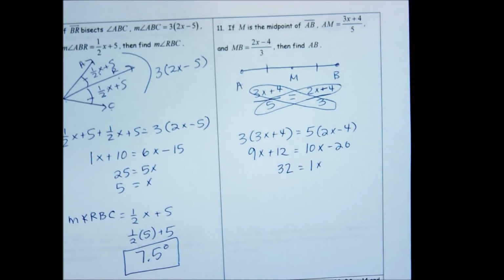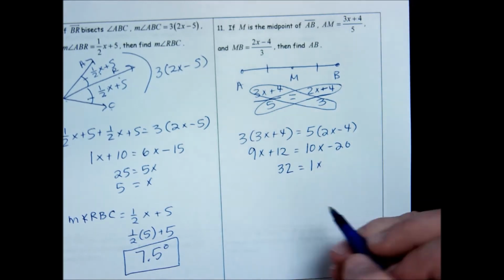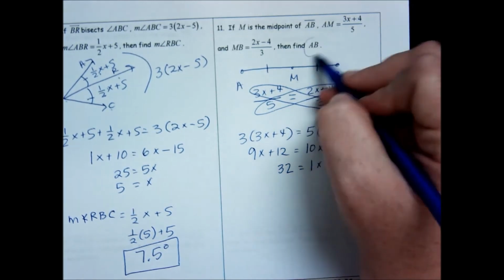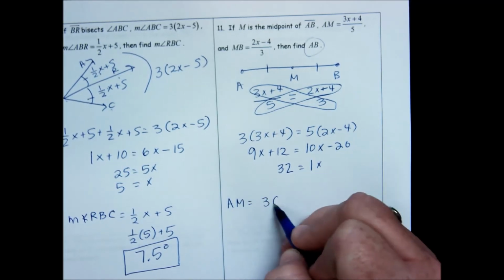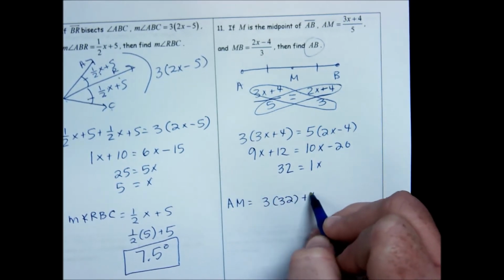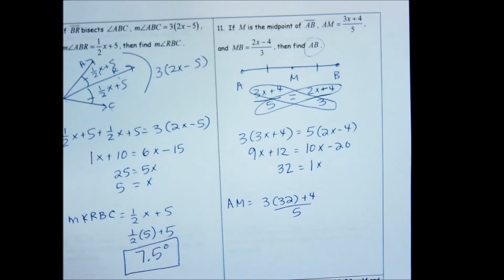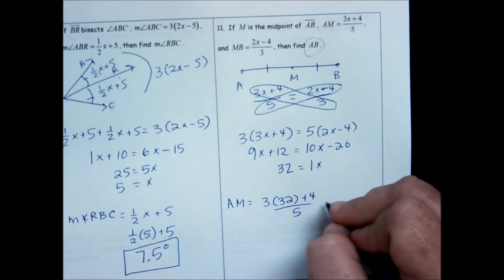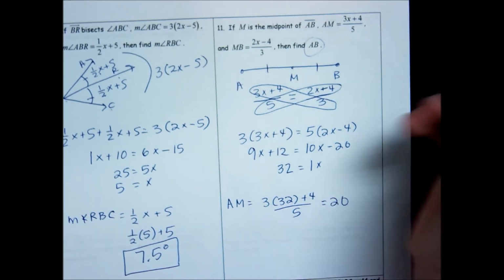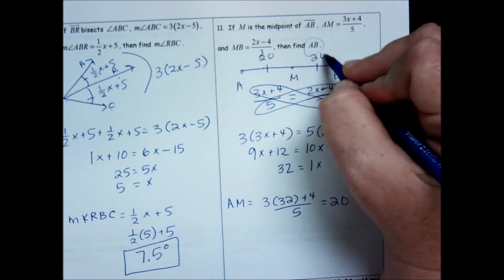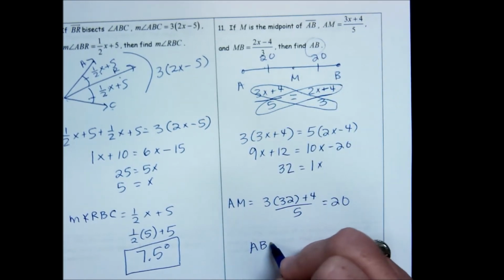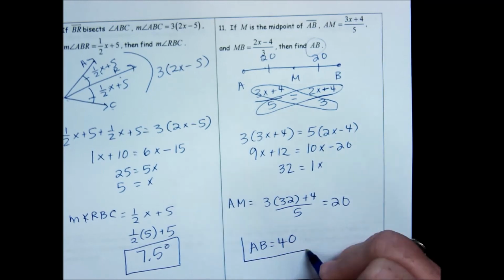Once I know that x equals 32, I can plug that back into my equation. I'm finding AB, the whole thing, so if I look for AM first, 3 times 32 plus 4 divided by 5, I get that AM is equal to 20. Well, that's only part of it, and I need the whole thing. But this part's 20, this part has to be 20. So AB is equal to 40.